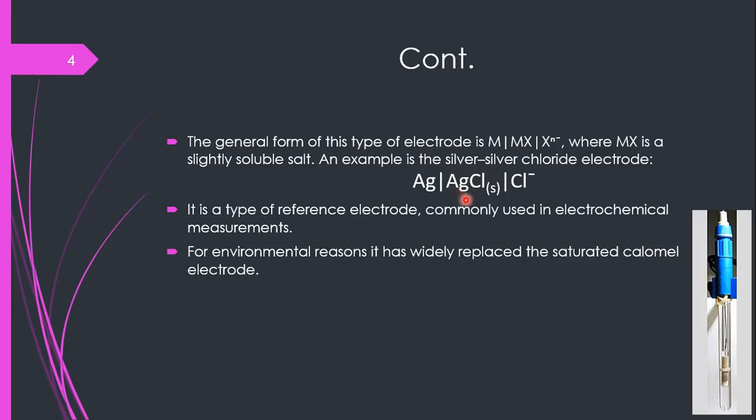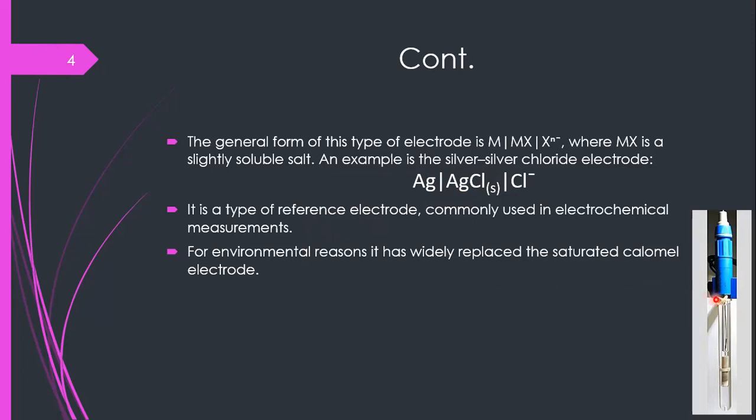The S indicates a solid, G is used to indicate a gas, and L is used to indicate a pure liquid. This vertical line denotes a phase boundary between two different solids or a solid and a solution. It is a type of reference electrode commonly used in electrochemical measurements. For example, it is usually the internal reference electrode in pH meters, and it is often used as a reference in reduction potential measurements. For environmental reasons, it has widely replaced the saturated calomel electrode.